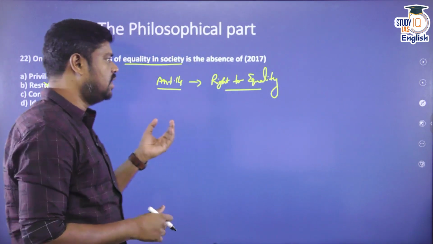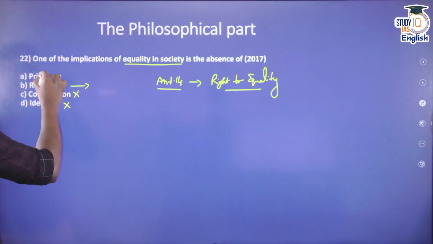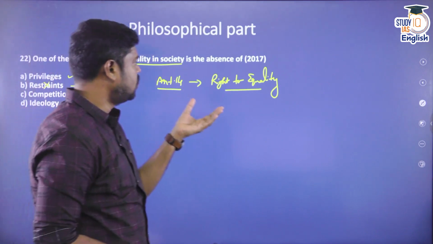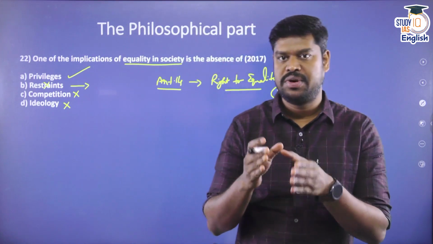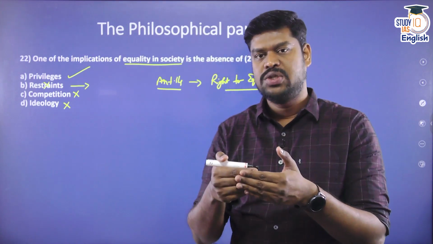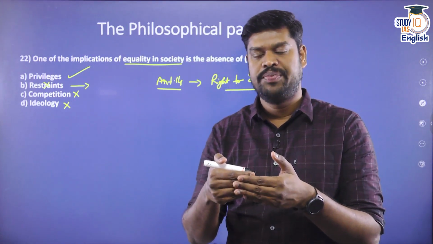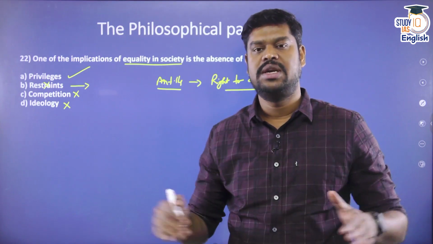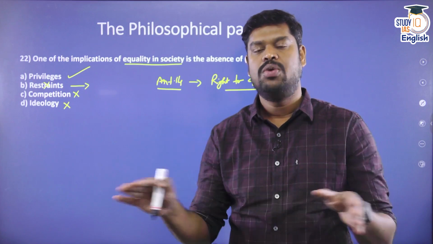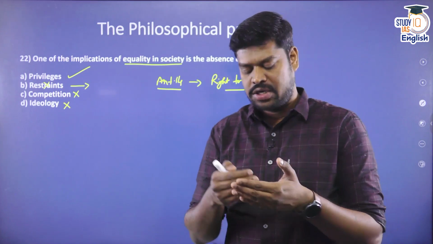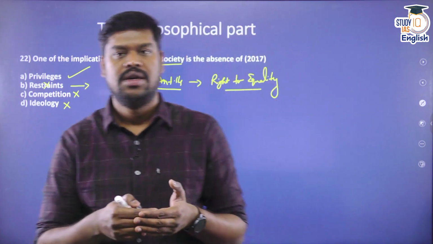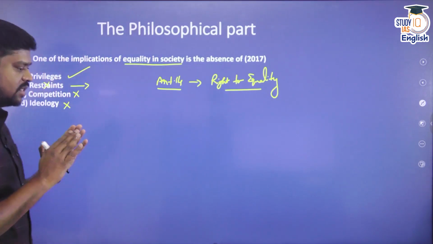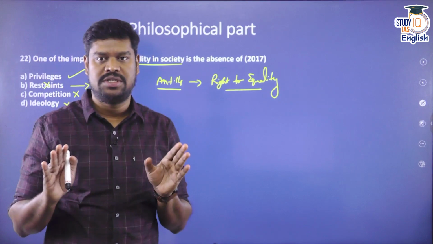So what would be the right answer? Whatever is left out is the privileges. So the answer is, one of the implications of equality in the society is absence of privileges. Now why it is very important, you will have to understand this. The very idea of bringing in equality is to prevent any form of discrimination in the society, to provide equal opportunities to everyone. And so please understand, the very essence of equality goes against the privileges. We do not want any specific privileged class.